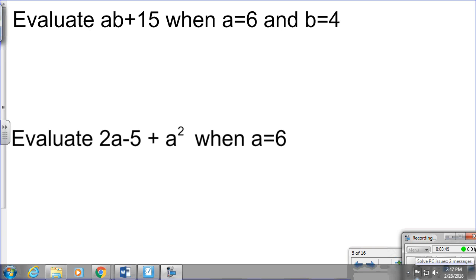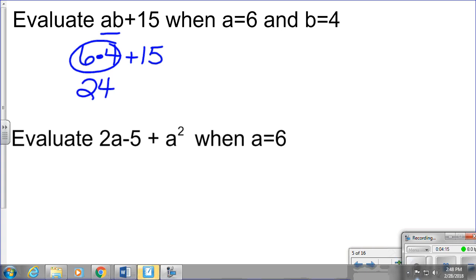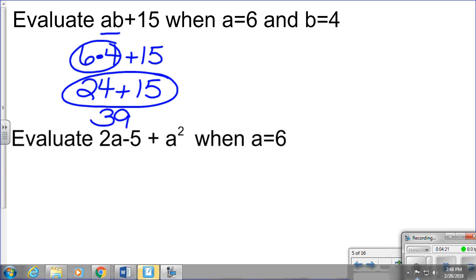The last 2 examples: AB, so this is A times B plus 15 when A equals 6 and B equals 4. So I'm going to replace the A with a 6 times B, which is 4, plus 15. And this is where you need your order of operations. You look for parentheses, exponents, multiplication, and division. I see a multiplication problem. 6 times 4 is 24, plus 15. Now I will add, and I get 39.